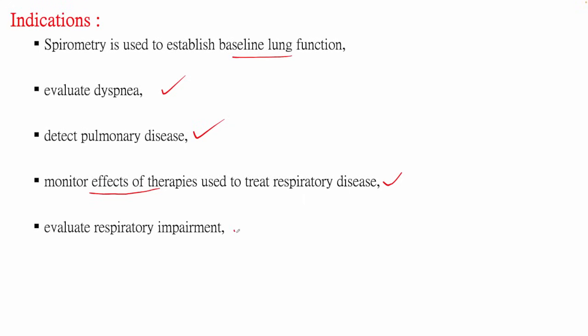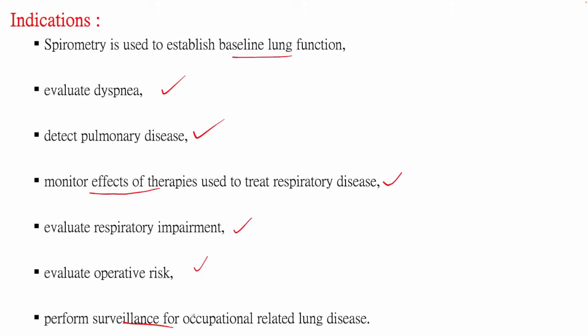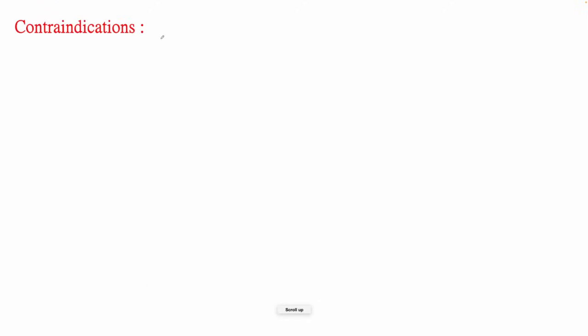Evaluate respiratory impairment. What is respiratory impairment? There are a number of medical conditions which can affect the respiratory system. Evaluate the operative risk, and performance surveillance for occupationally related lung disease. And in all these cases, you can go for spirometry. Clear?